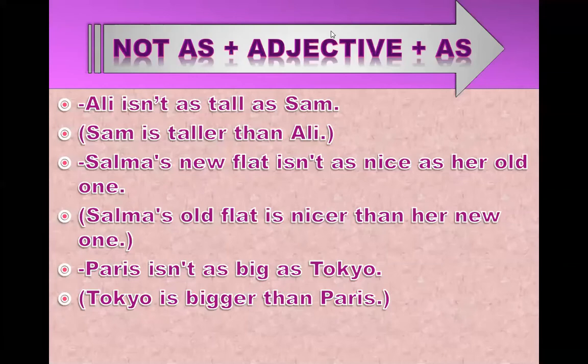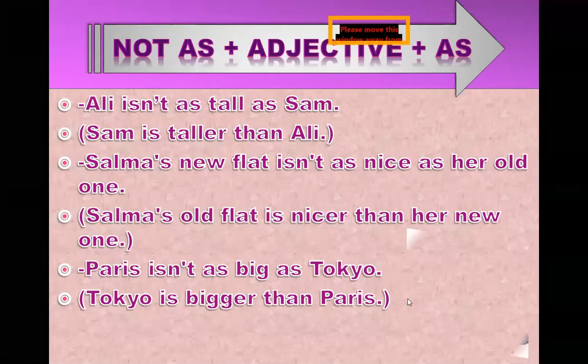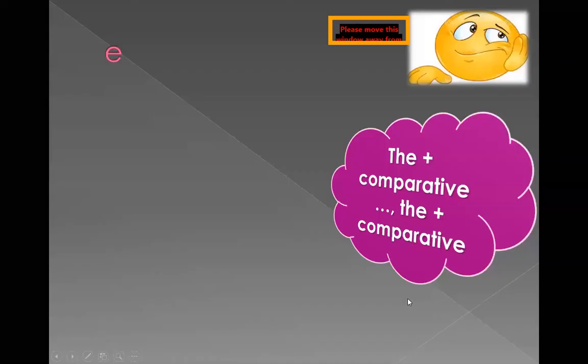Let's go to our lesson. Paris isn't as big as Tokyo. So here, which one is bigger? Tokyo, of course, the last one. Tokyo is bigger than Paris. Let's go to another part in our lesson.